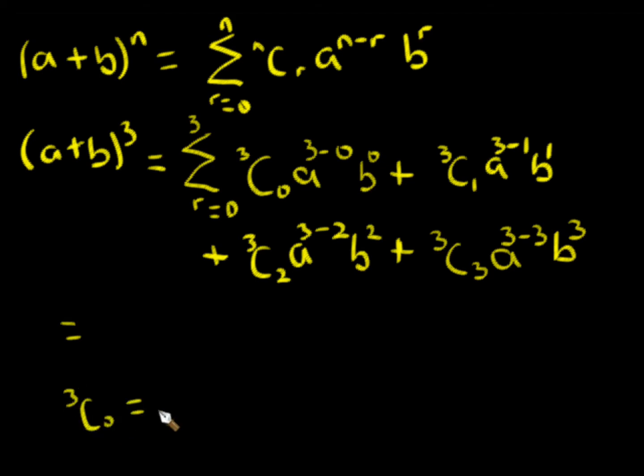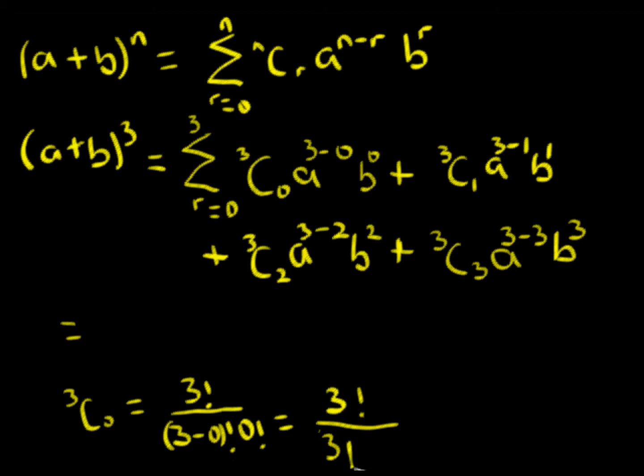Gives you 3 factorial divided by 3 minus 0 factorial, multiplied by 0 factorial, right? So 3 minus 0 gives us 3, so this gives us 3 factorial divided by 3 factorial, multiplied by 0 factorial, right?